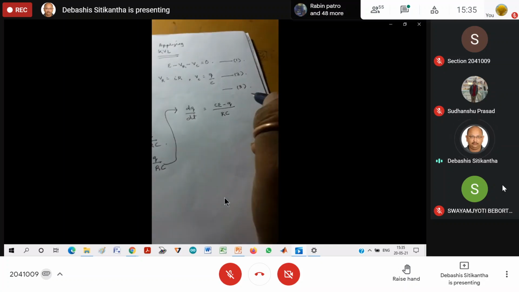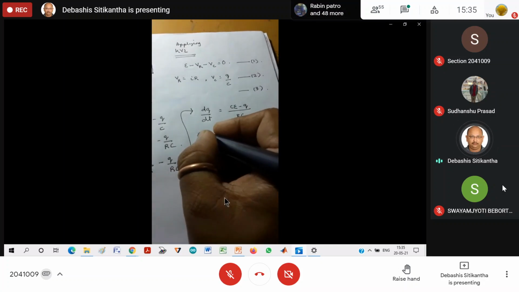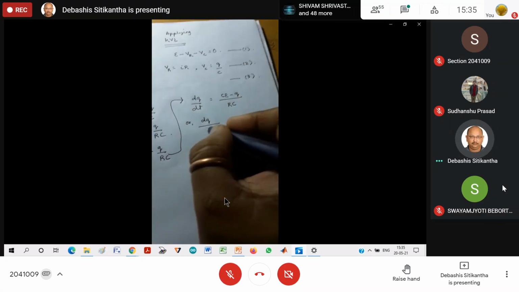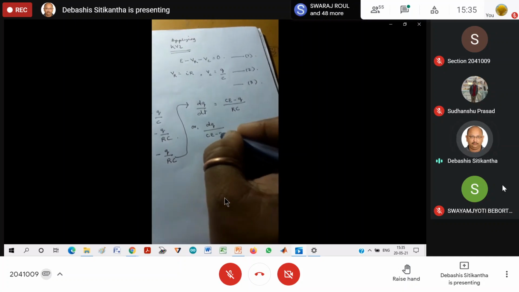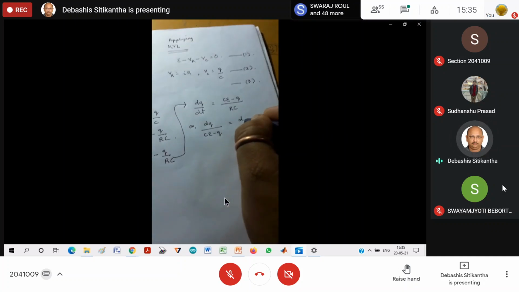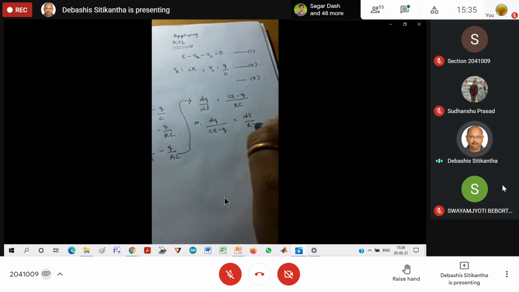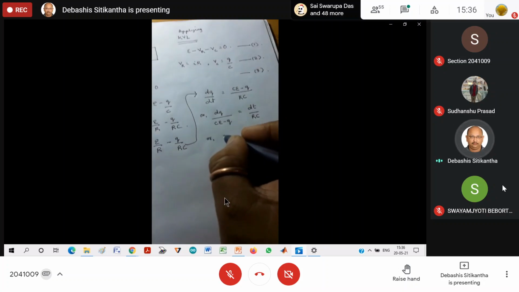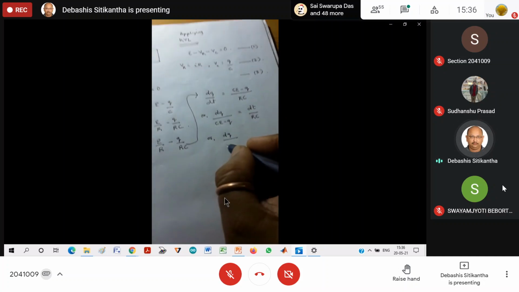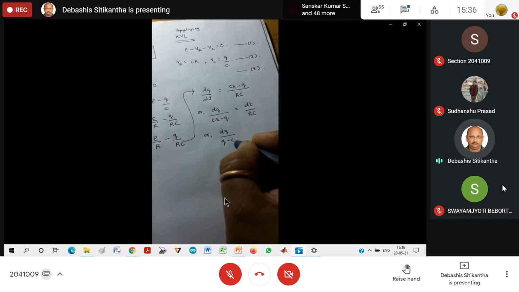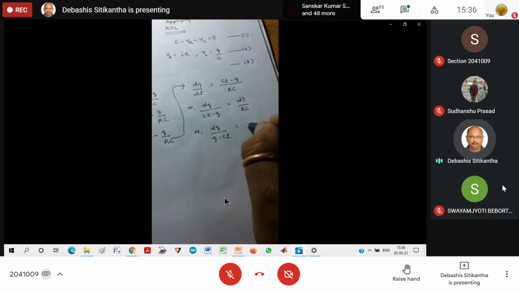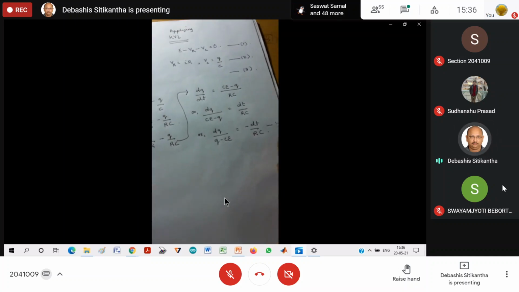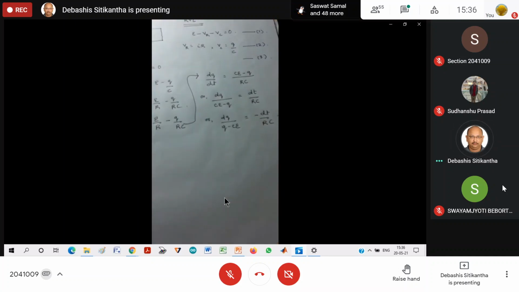Simple school level mathematics. Or I will write it as dq by CE minus Q is equal to dt by RC. Now if I change the position of CE and Q, I will write it as dq by Q minus CE is equal to minus dt by RC. Let us say this is equation number 4.